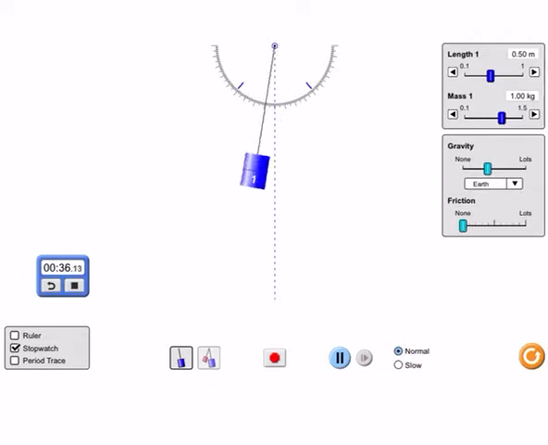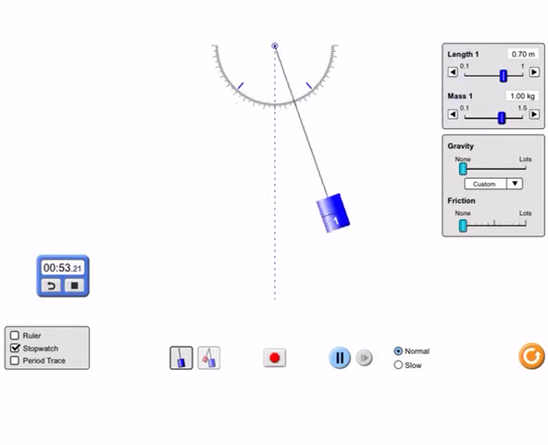Now, as I increase gravity, it takes less time to move back and forth. And when I decrease gravity, it takes more time to move back and forth.